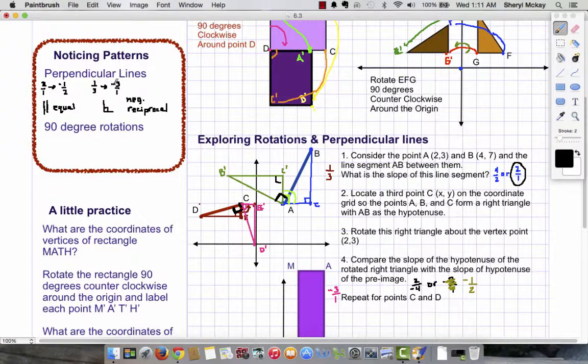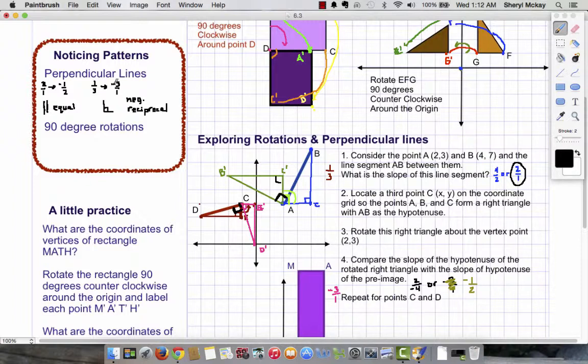Their slopes are always the negative reciprocal. So basically the opposite, right? The opposite in terms of positive and negative, and then the opposite in terms of numerator and denominator. So flip them and find the reciprocal. So that's a very cool thing to know about lines and slopes of lines.